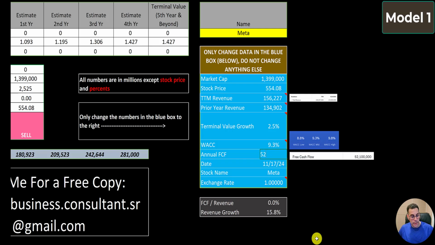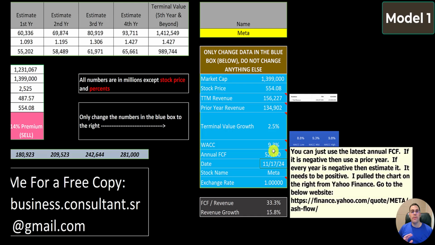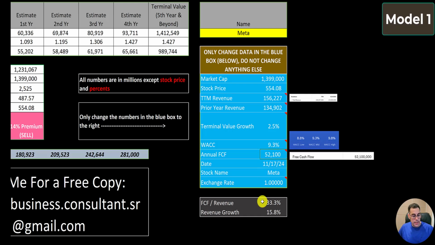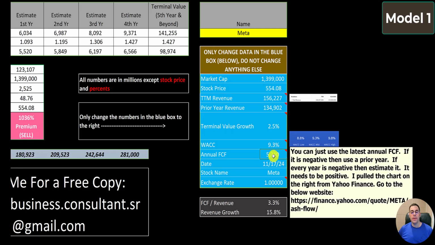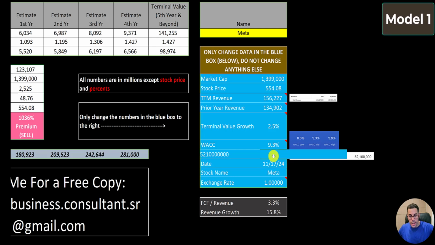Make sure you enter the entire number, 52,100, then 6 zeros. 1, 2, 3, 1, 2, 3. That's 52.1 billion because everything's in millions. If you miss a zero, it says 5210. This is 5.2 billion. So make sure you don't miss a zero or add a zero.